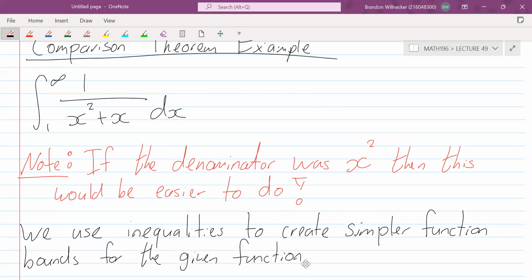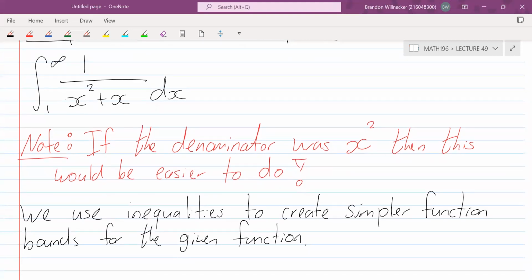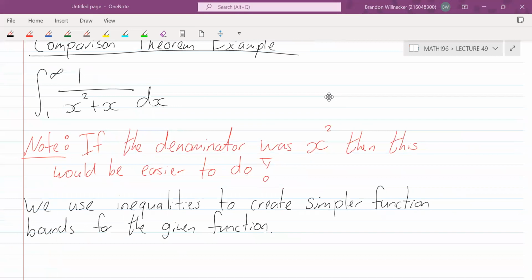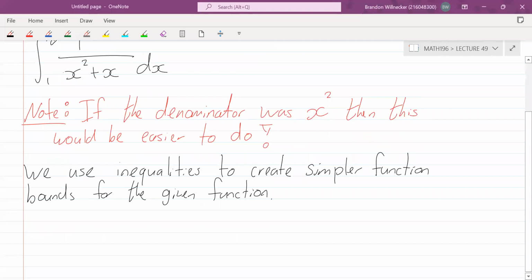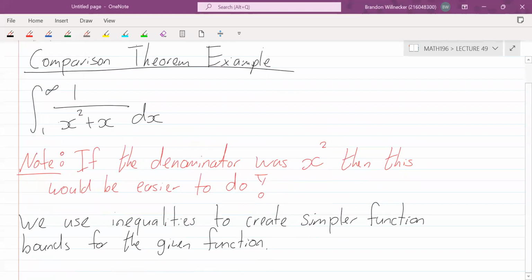Okay, so we're given this complicated function 1 over x squared plus x. What we do is we use some kind of inequality to make this either greater than some simpler looking function or less than some simpler looking function. Now, we know 1 over x squared converges because it's got a p-value greater than 1. So in this case, we expect this to converge. So we need to prove that it converges, and we're going to use the comparison theorem to do so.